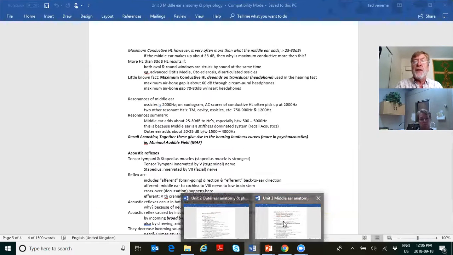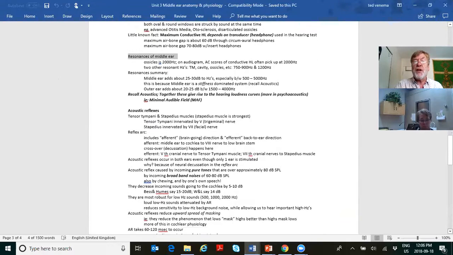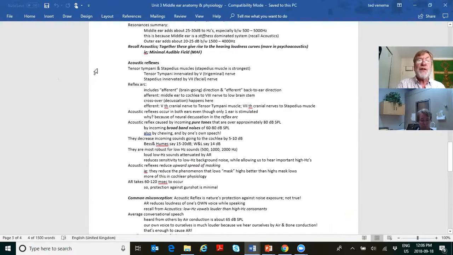Let's read our notes now. What did we say so we can really review what we talked about? Here we go. Acoustic reflexes. Tensor tympani and stapedius muscles are there. The stapedius is strongest. Here's what they are each innervated by. We covered that. The acoustic reflex arc includes an afferent and efferent direction. Afferent is middle ear to cochlea to eighth nerve to brainstem. Crossover, decussation happens here. Efferent, the fifth cranial nerve to tensor tympani and the seventh cranial nerve back to the stapedius muscle. The acoustic reflexes occur in both ears even though only one ear would be stimulated, written here. Why? Because of neural decussation, crossover.